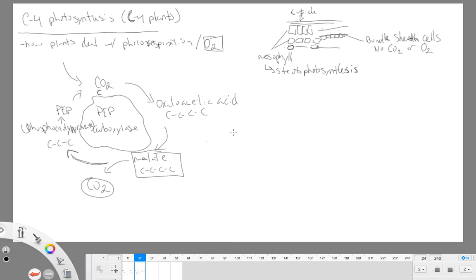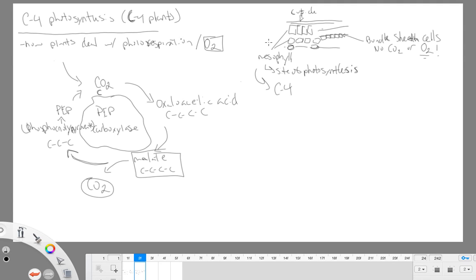So what is occurring is in our mesophyll cells, which are exposed to the atmosphere, right, or at least some of the atmosphere, so they're exposed to CO2 and O2. So in our mesophyll cells, this C4 is taking place. And the end result, or at least part of the end result of this C4, is this malate. And this malate then gets shipped off over to these bundle sheath cells. And remember that those bundle sheath cells are not exposed to the atmosphere, so they're not exposed to carbon dioxide or oxygen, and that's important.